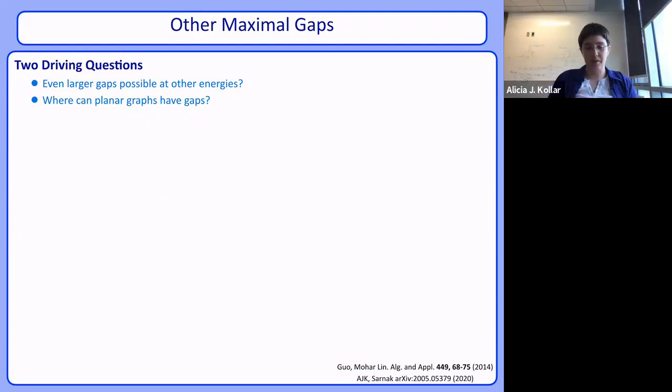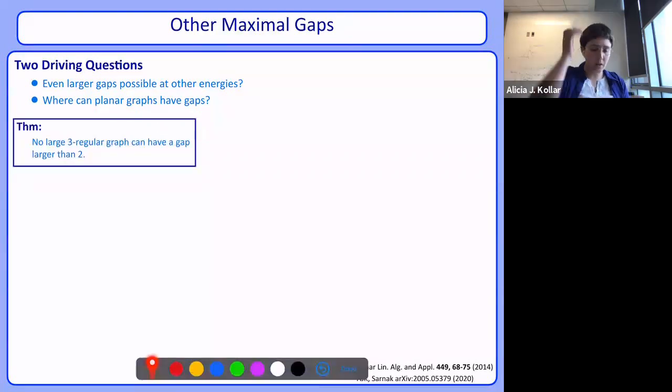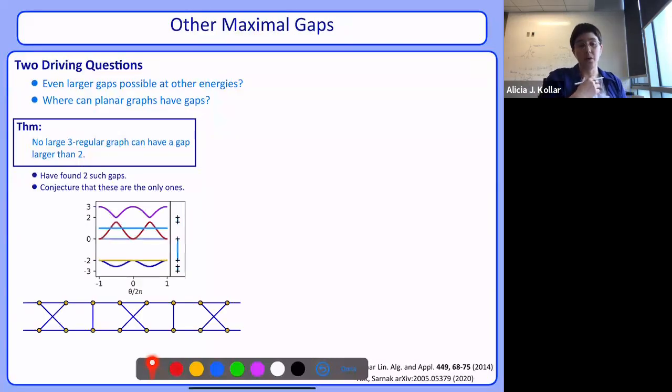And so these were the questions that we were looking at, and we were able to prove a couple of theorems. So the first is that no large 3-regular graph can have a gap larger than 2. This is my loose physicist wording of the proper theorem. And in fact, we found 2 graphs, or 2 sort of families of graphs, that realize this. We conjecture that these are the only ones.